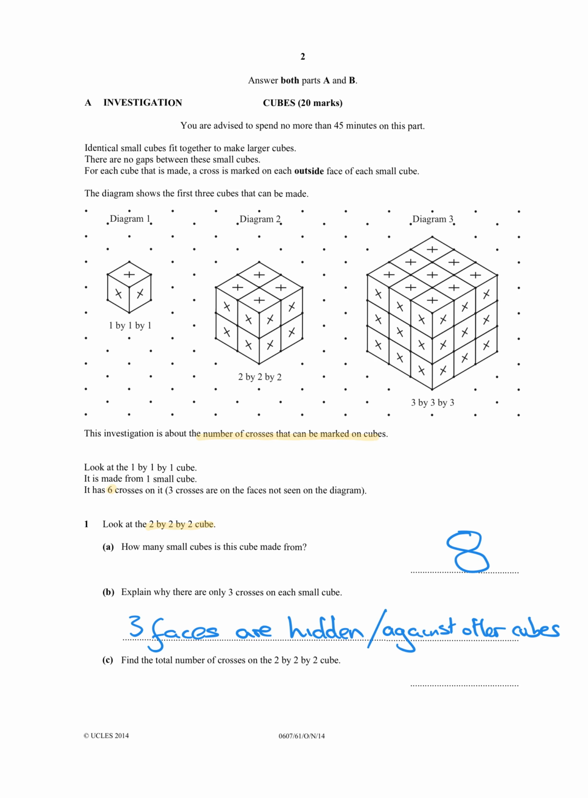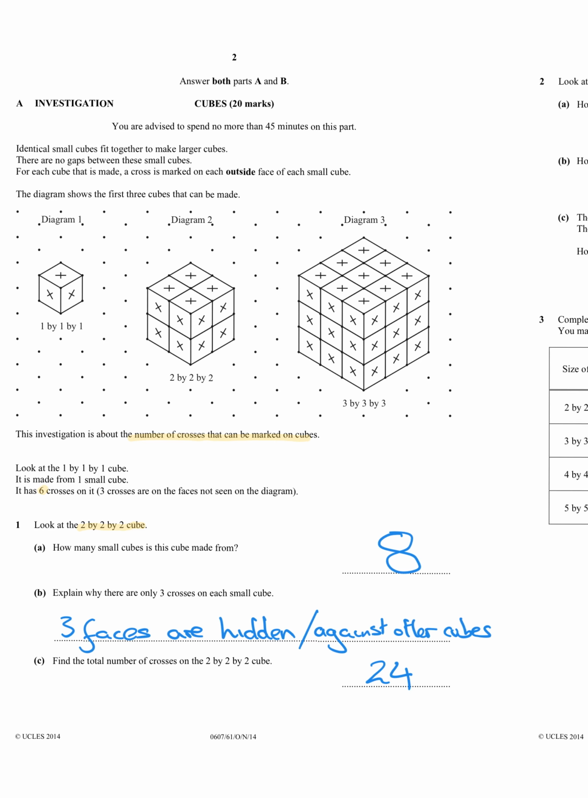Next question, find the total number of crosses on the 2x2 grid. We can work that out. So there's 6 faces, we know that, and each face we can see has 4. So I need to do 6 times 4. And that gives me 24. Okay, first page well underway.